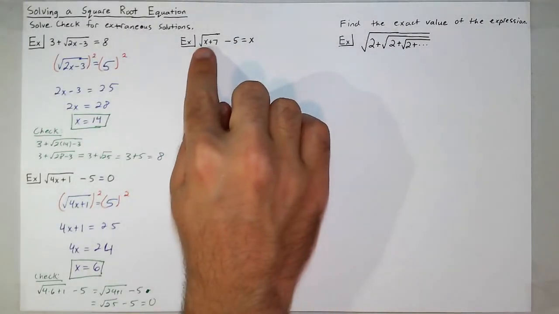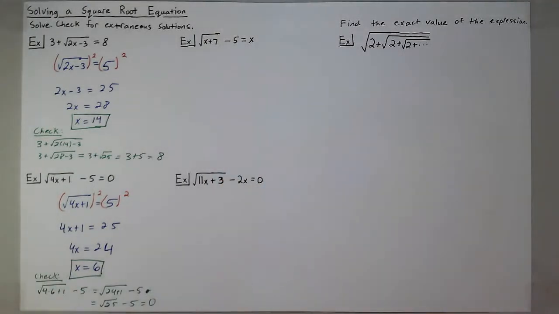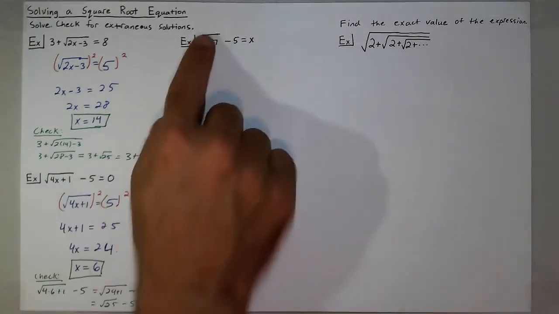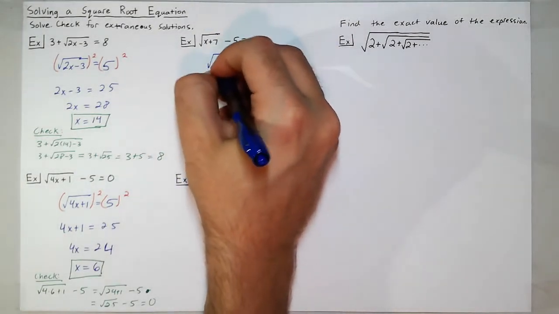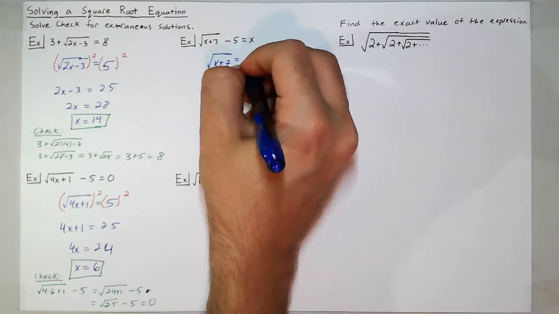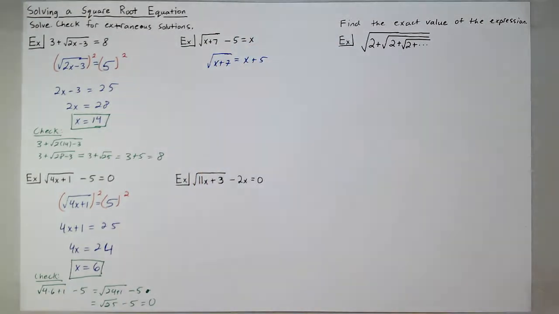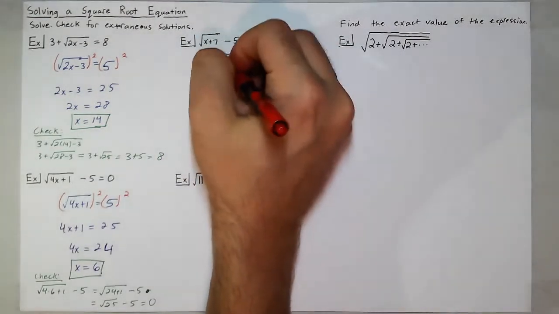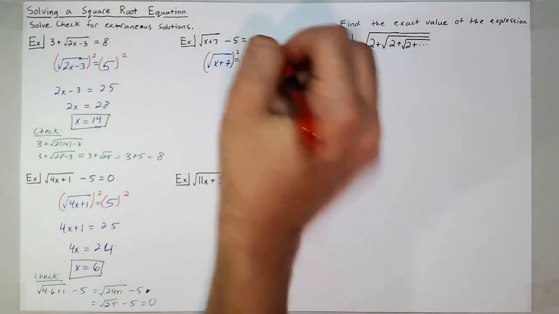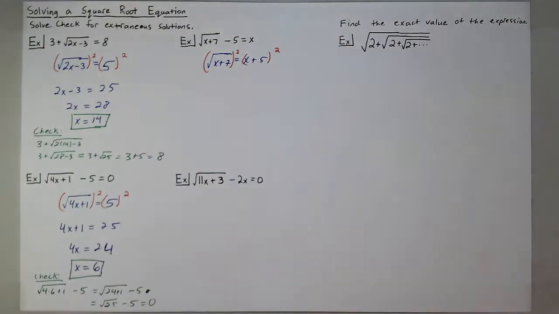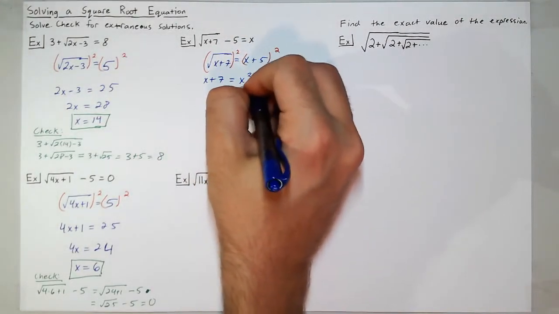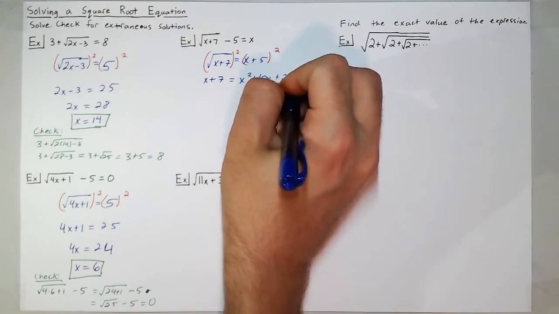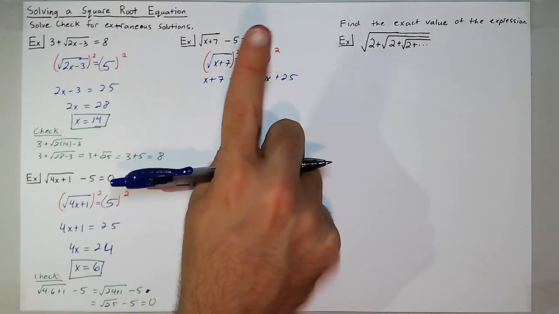Now, what do we do when we see an x outside of the radical? Well, you still handle it the exact same way. You'll isolate your radical, so I'm going to add 5 to each side. That gives me the square root of x plus 7 is equal to x plus 5. And then I'll square each side of my equation. So I'll have x plus 5 squared on the right, which is a binomial squared. So this will leave me with x plus 7 is equal to x squared plus 10x plus 25 when I multiply x plus 5 times x plus 5.